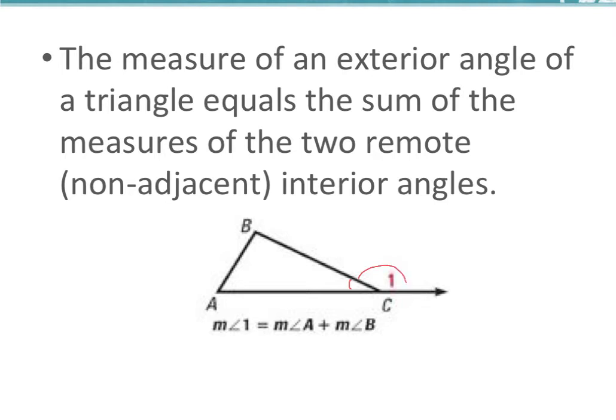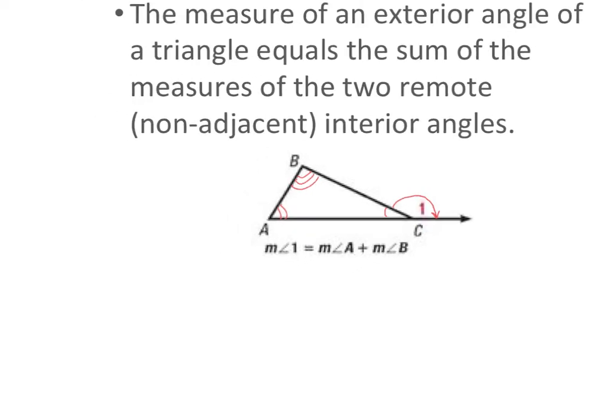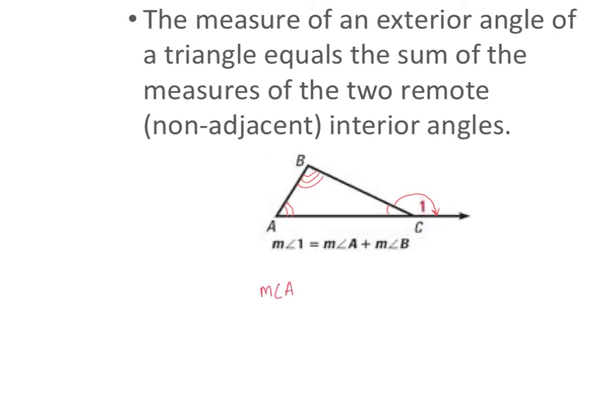Angle 1 is the supplementary angle to angle C, right? So the measure of angle A and the measure of angle B added together must equal the measure of angle 1. Now, the reason this is the case, if we think about it, is adding the measure of angle A, B, and C, right? Measure of angle A plus the measure of angle B plus the measure of angle C is 180 degrees. Do you agree? Because all of the angles inside of a triangle added together will give us 180 degrees.